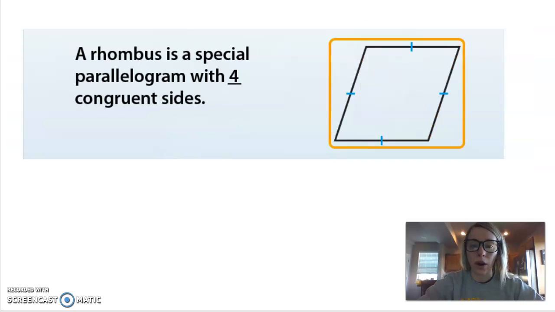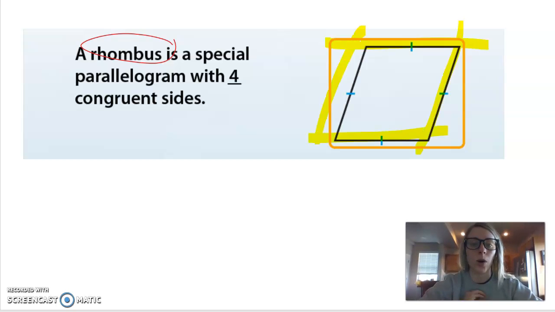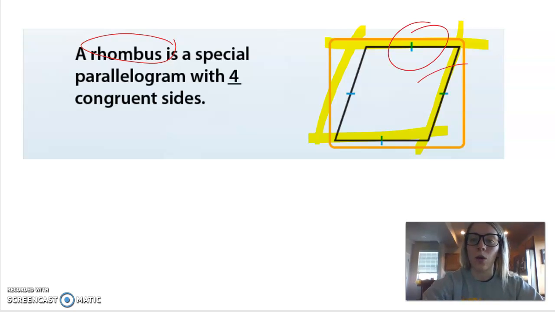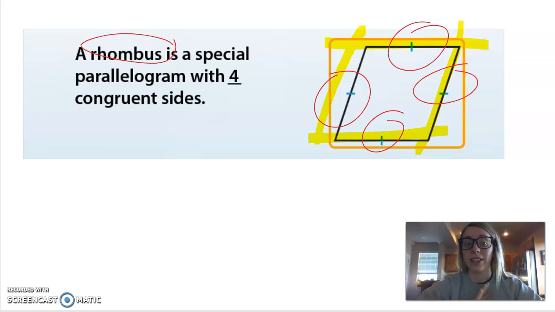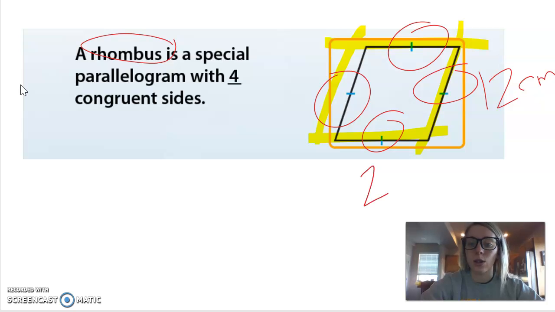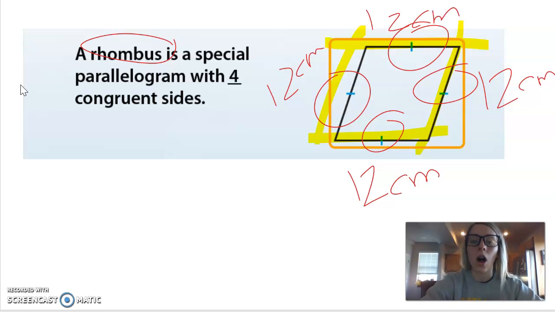Moving on to our 4th quadrilateral that we're going to be learning about. A rhombus is a special parallelogram with 4 congruent sides. So a rhombus has 4 sides that are all the same. All the sides are going to have 1 line if it's a rhombus, noting that they're all the same length. So I'm just going to put a made up length on the side here. I'm just going to pretend this is 12 centimeters, 12 centimeters, 12 centimeters, and 12 centimeters. So all the lengths on all the sides are going to be the same with a rhombus.